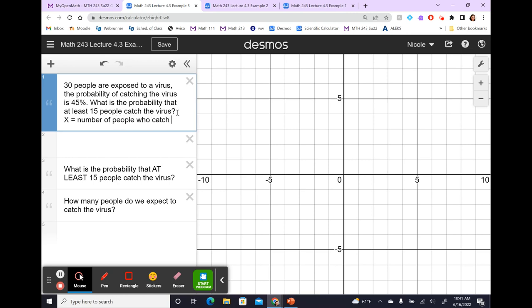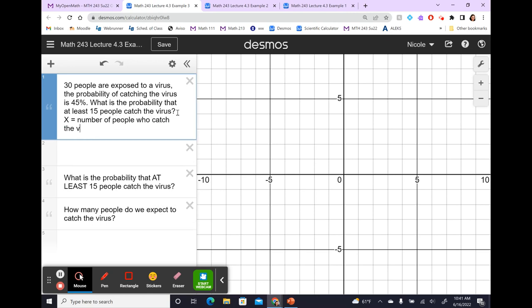Now, you may not consider this to be a success in the standard sense of the word success. But we're going to think of it as a success just in our thinking of this problem. A success would be that you catch the virus. A failure would be that you didn't catch it. You could do it the other way around, but they gave us the probability of catching it, so that makes catching it the success. So x can range from 0 people catching it up to all 30 people catching the virus.